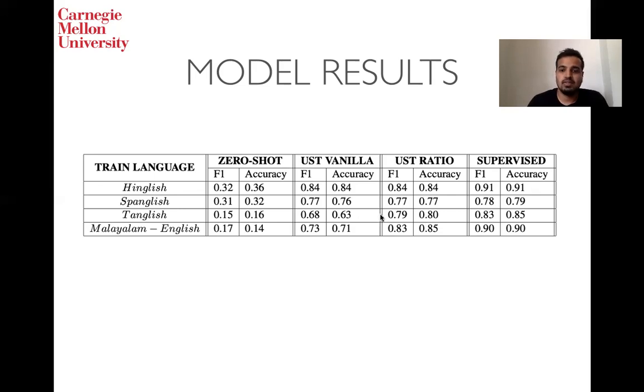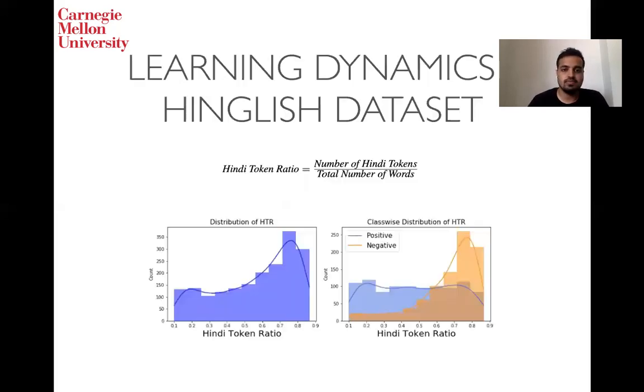But for Tanglish and Malayalam English, we can see significant improvement with ratio selection, and that kind of compensates for the underlying imbalanced data distribution. Overall, we see that the unsupervised self-training ratio results are very close to the supervised results. So Spanglish is as close as 1% to the supervised results, whereas English and Malayalam English are the furthest away, which are 7%. I'm comparing the F1 scores here between the USD ratio and supervised.